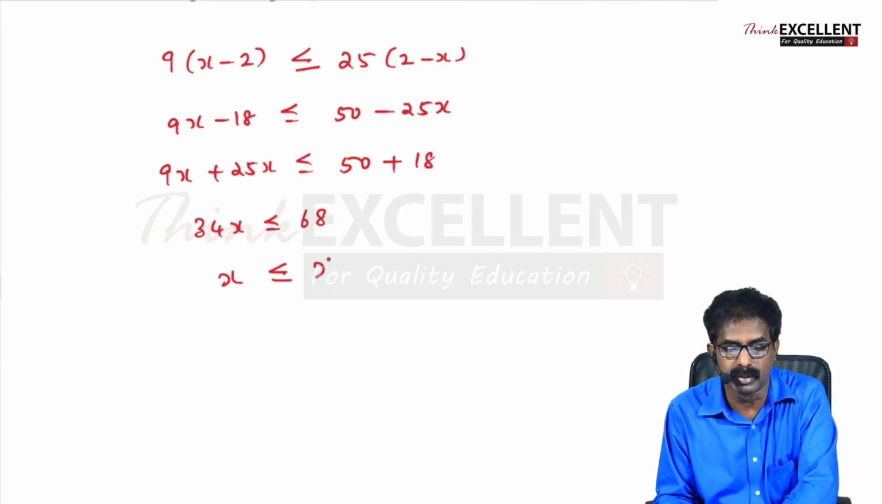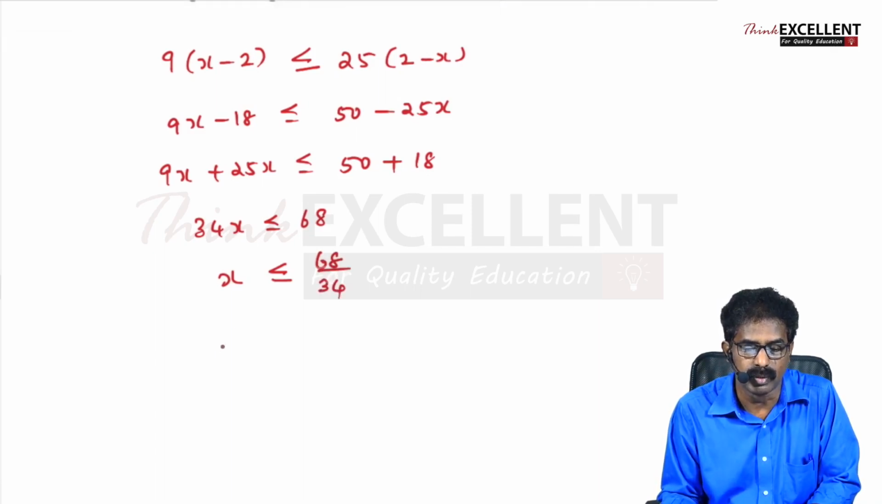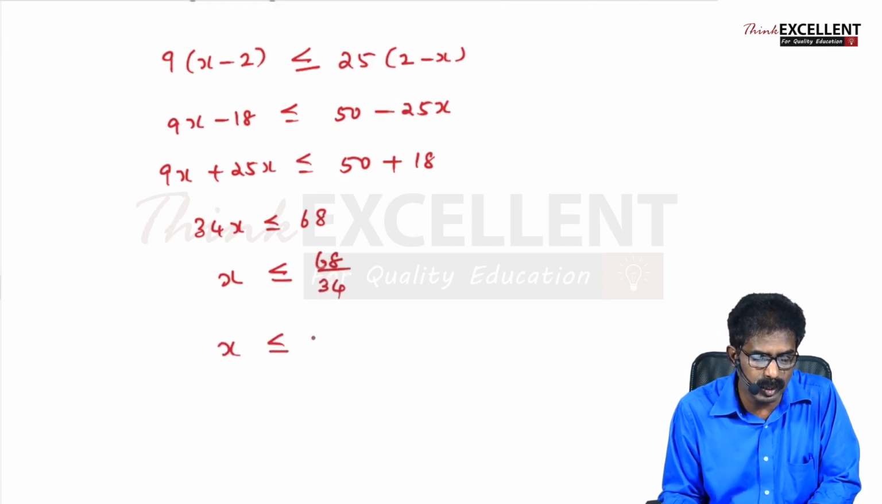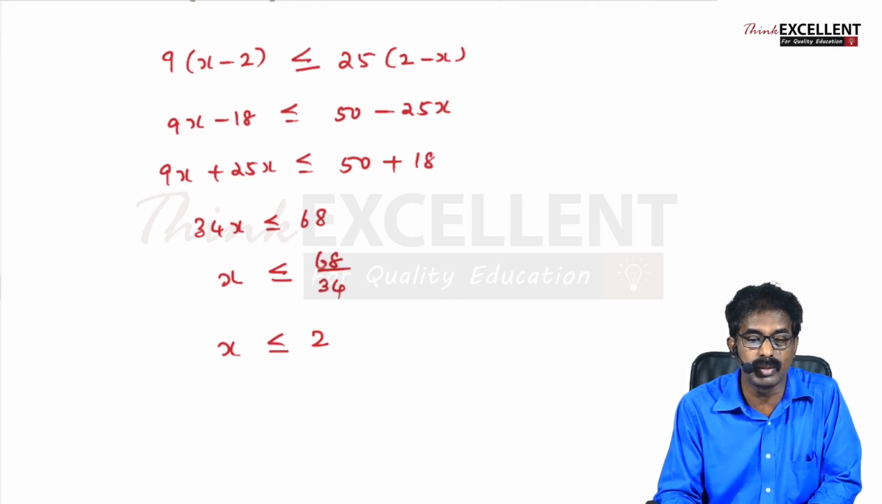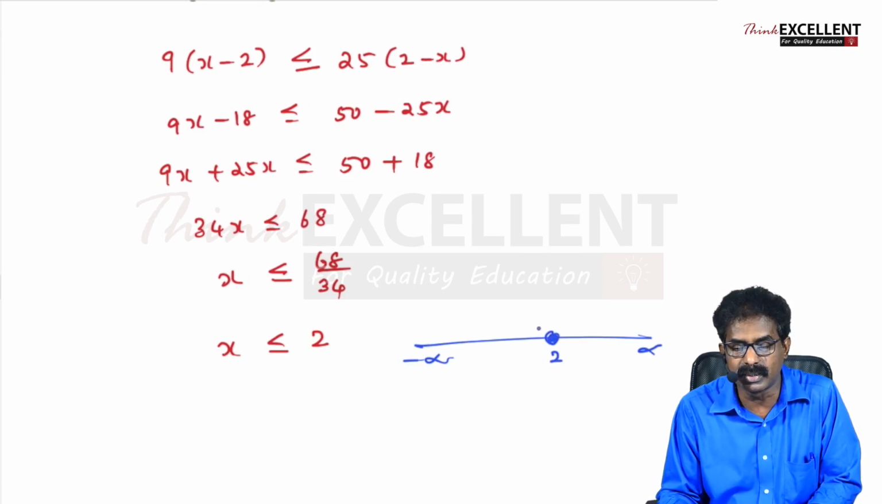Or if you want to write a step, 68 by 34. So x is less than or equal to what? 2. Less than or equal to 2. So listen very carefully. Minus infinity, plus infinity. 2 is somewhere here. Less than or equal to, so 2 is also included, right? Less than or equal to means this portion will come.